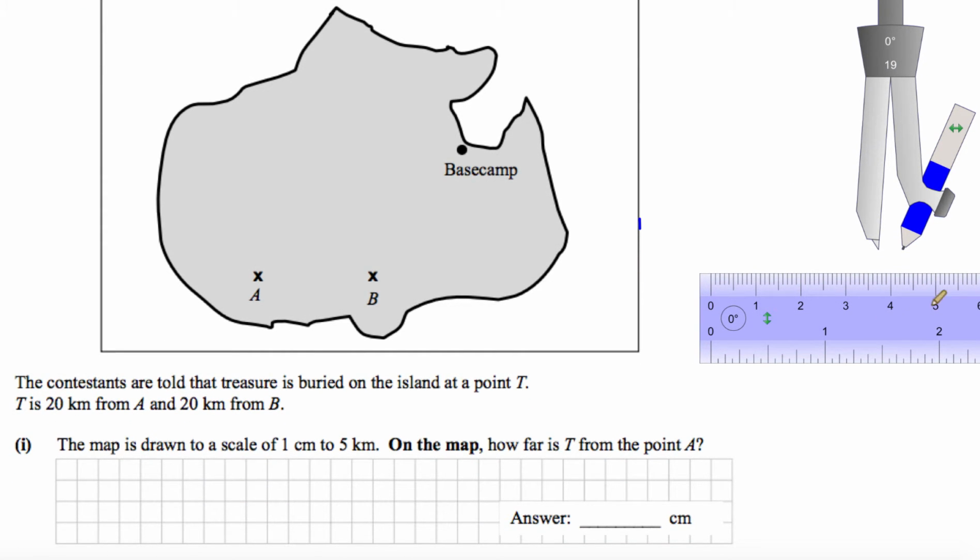So, part 1 says the map is drawn to a scale of 1 centimeter to 5 kilometers. On the map, how far is T from the point A? Okay, well, it tells us that T is 20 kilometers from A. So, if it's 20 kilometers from A, well, 5 kilometers would be 1 centimeter. So the question is, how many 5s are in 20? So 20 divided by 5 is 4. So we're going to have 4 centimeters then is the distance on the map.